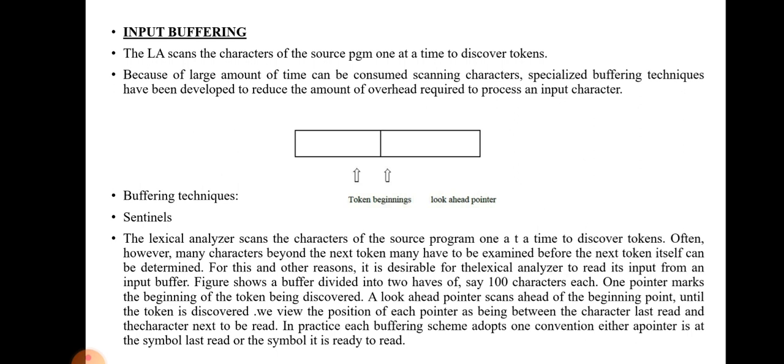So there are two pointers, the begin pointer and the forward pointer. The begin pointer is always at the first position. The forward pointer moves from left to right until it finds a well formed token. After the token is found, both pointers are moved to the next cell. Initially both pointers point to the first position. After that, the forward pointer moves from left to right until it discovers the well formed token.